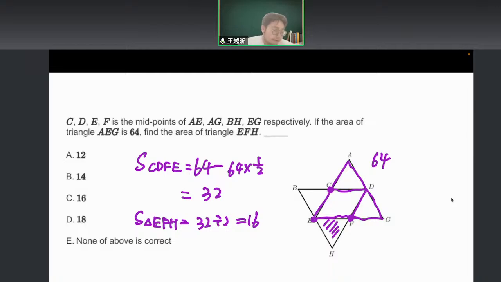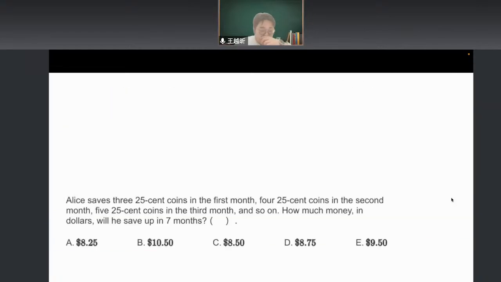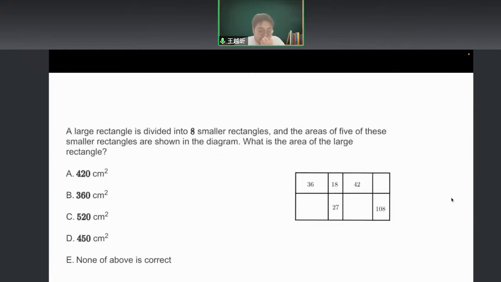Let me see what the other things are. Yeah, this one, about geometry, question 3. This one is a kind of butterfly model. These products should be equal, which means 27 times 36, this one is A, equals 18 times A.